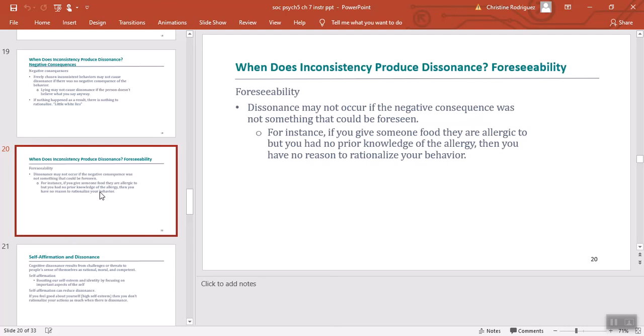And there's the one here about the food allergy, or at work we say something and it gets somebody else in trouble. We didn't realize that it was going to get somebody else in trouble. We maybe don't feel as bad as if we had done it on purpose.